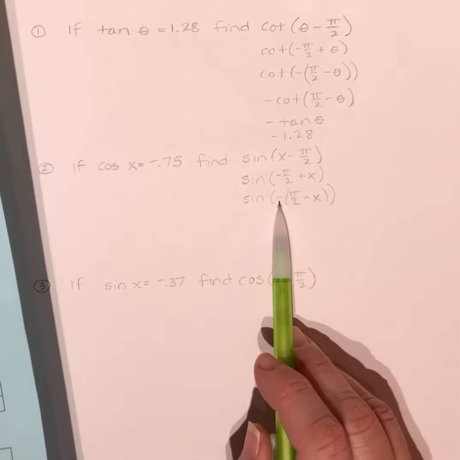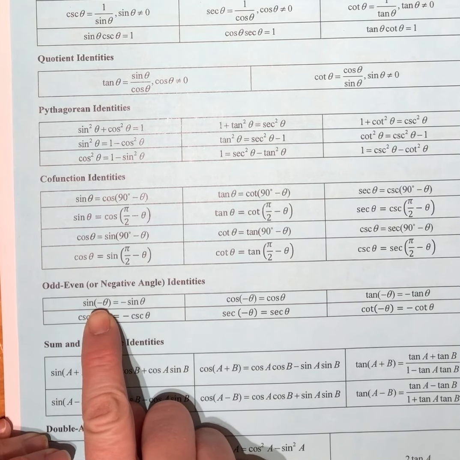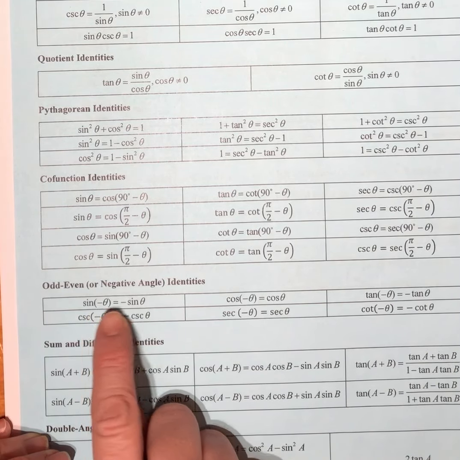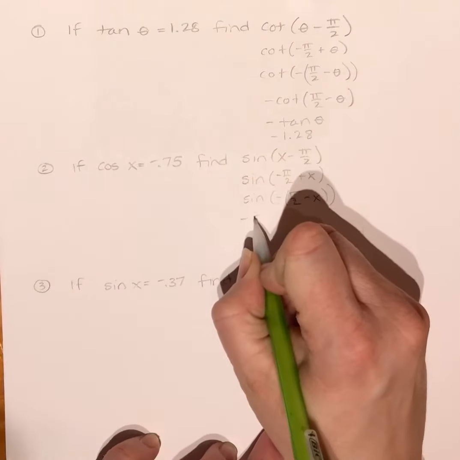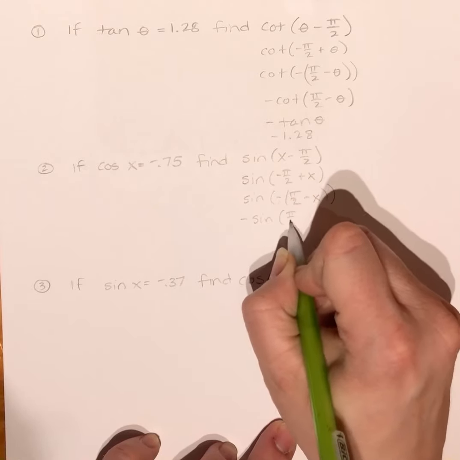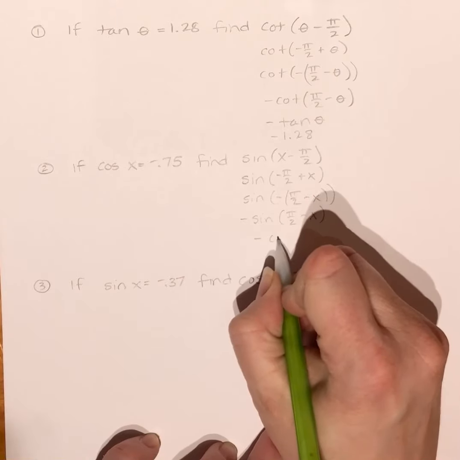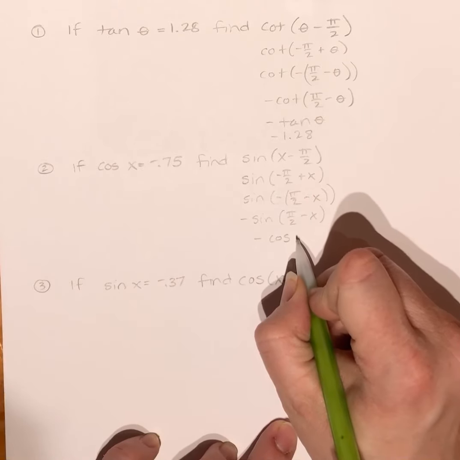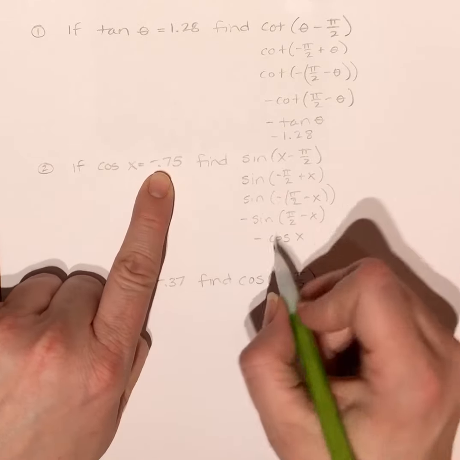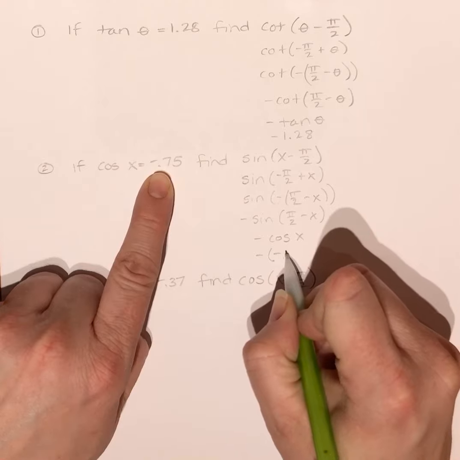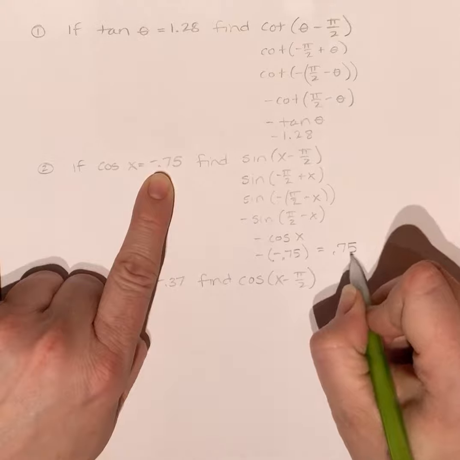Oh, hang on a second. We have this negative to take care of. Back to here. Sine is just like cotangent, so the negative comes out front. So I'll do that first. So I'll have the negative sine of pi halves minus x. Now I can change this to cosine. So the opposite of cosine of x. Cosine of x was negative 0.75. So I have the opposite of negative 0.75. So after all that, it's equal to a positive 0.75.